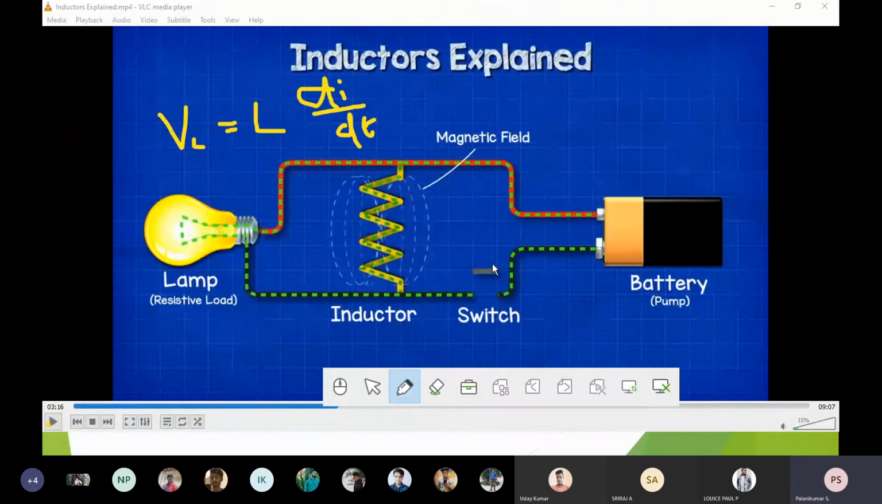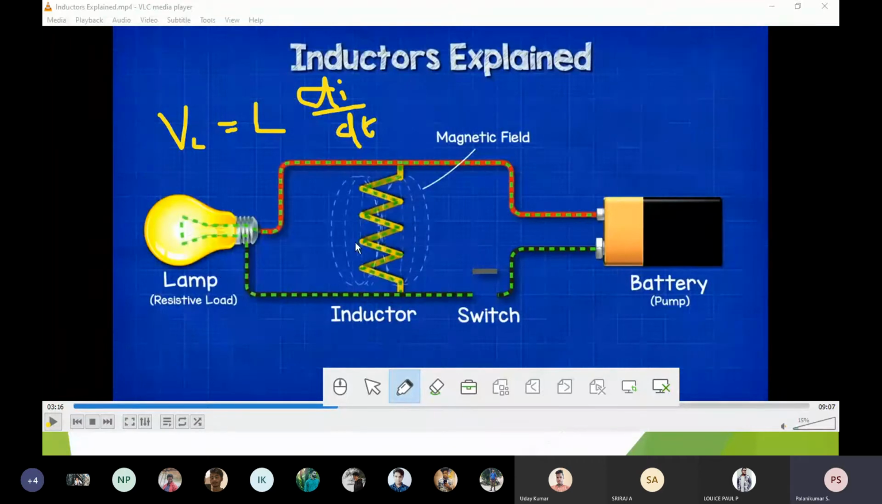Now, if I disconnect the supply from the battery, the energy stored in the magnetic field can produce a voltage. It is nothing but VL equals L into di by dt. So it starts giving the current, and the current keeps on reducing because the lamp is consuming that energy. Automatically, after a certain time it will become zero. The complete energy from the inductor is transferred to the lamp.